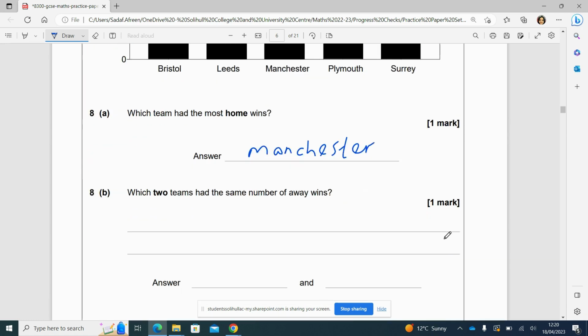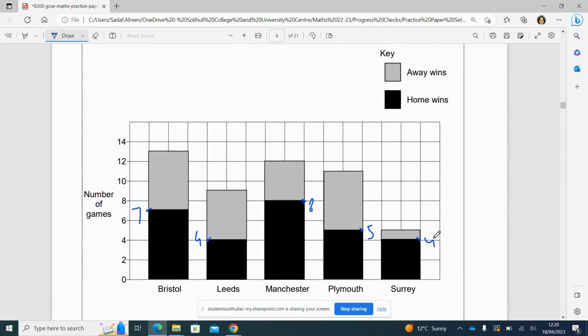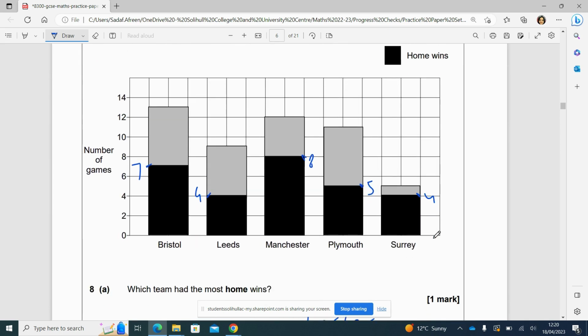Okay, which two teams had the same number of away wins? So if you look at this carefully, for Bristol, the area covered with away wins... the highest point of this bar is 13. So we need to find away wins. We will find the difference between 13 and 7. So 13 take away 7 gives you 6. So that's the number of away wins for Bristol.